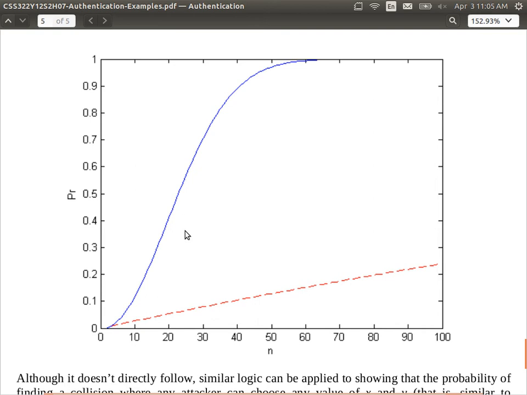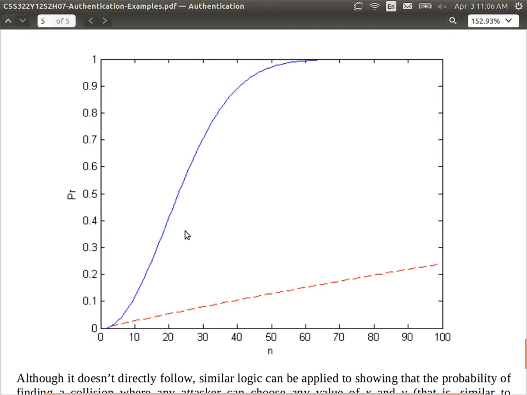Questions? There's a lot of logic involved there, and I'm not expecting everyone to follow everything, but this concept of collisions amongst birthdays and collisions amongst hashes is the same. And we're trying to compare weak and strong collision resistance. With birthdays, it was n out of 365. So we had the parameters n and 365 days.